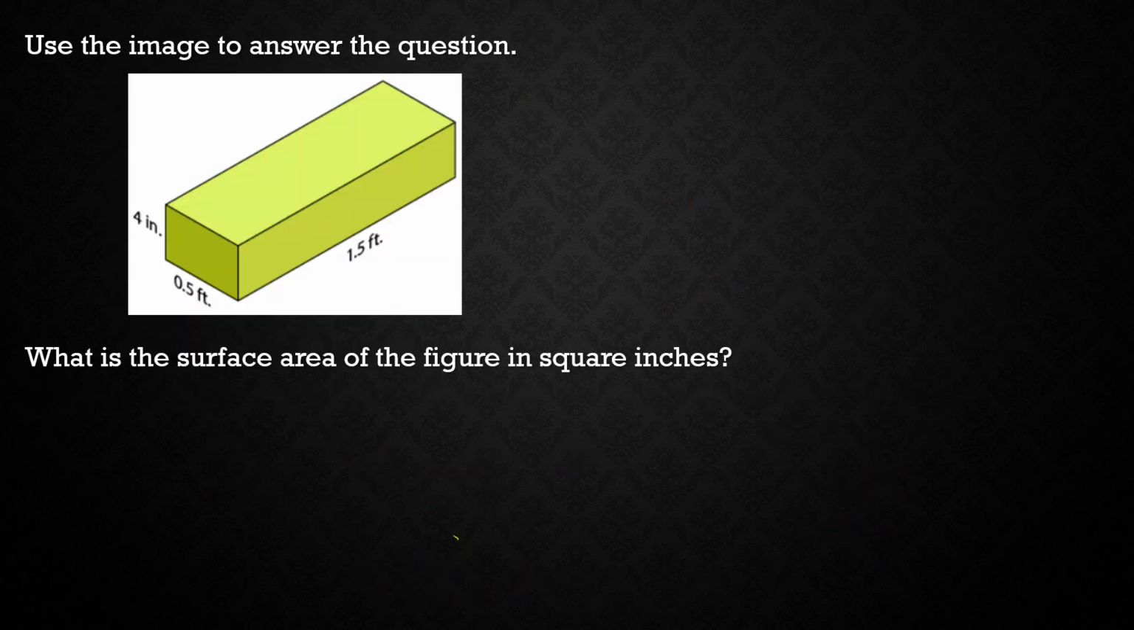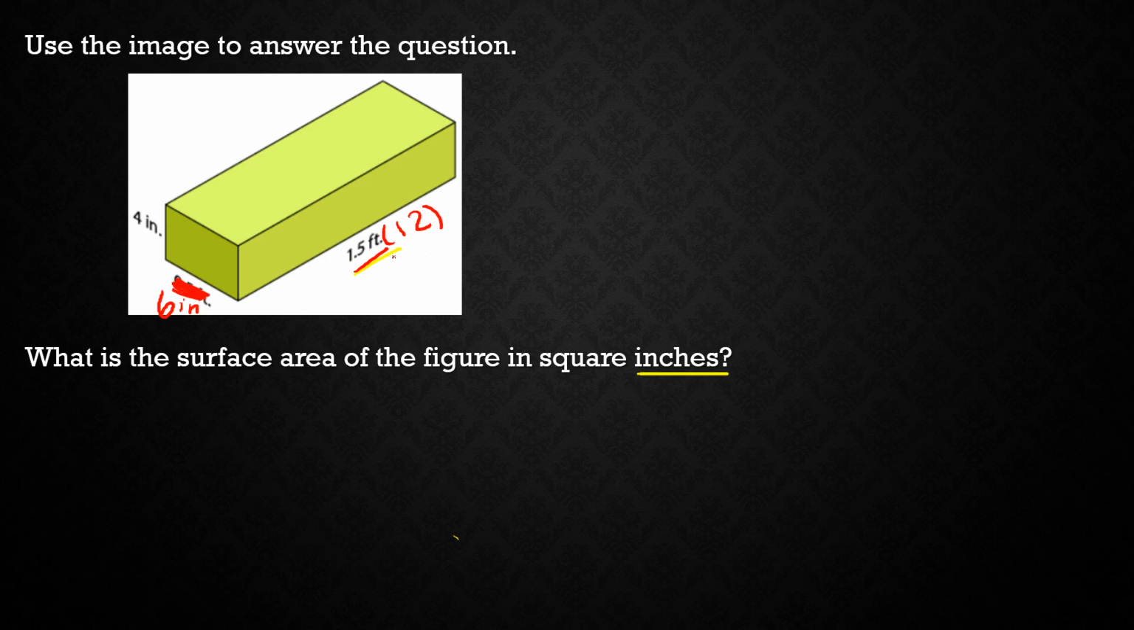Our next question. So we want to find the surface area of this figure in square inches. Okay, so notice how we are given feet. So that means we have to do some changing. We have to change these two sides that have feet into inches. There are 12 inches in 1 foot, so in order to change these, we are going to multiply them by 12. Okay, so when we do 0.5 times 12, we are going to get 6, which means this bottom side is now 6 inches. And 1.5 times 12 is going to give us 18.